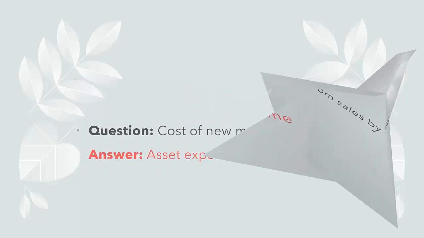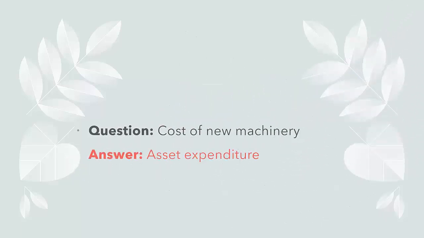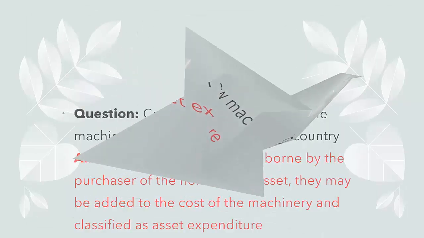G. Cost of new machinery. Answer: asset expenditure. Explanation: why? Buying new machinery is a long-term investment. Machinery is a non-current asset that the business will use for many years to help generate revenue. The cost is recorded on the balance sheet under machinery and not immediately deducted as an expense. Instead, the cost will be depreciated over the asset's useful life.